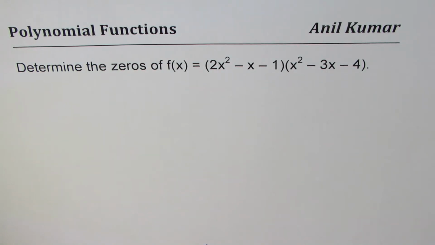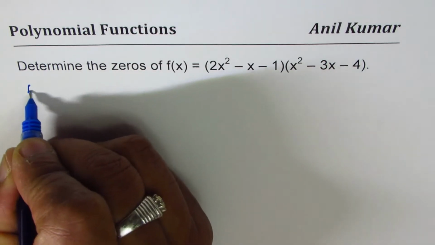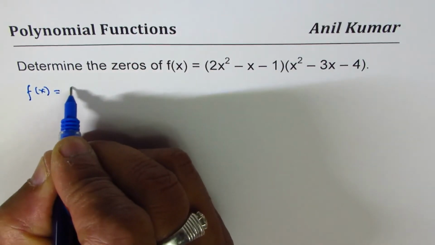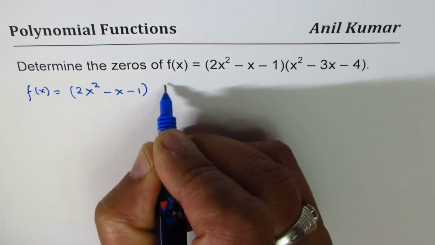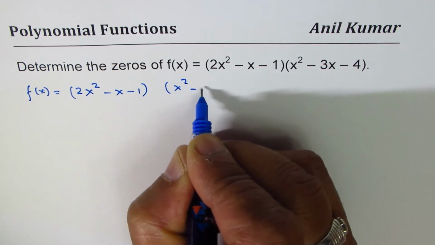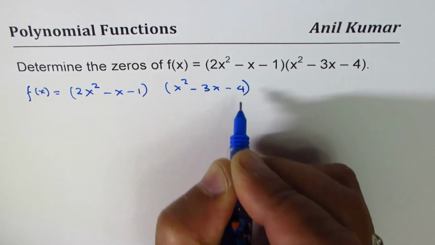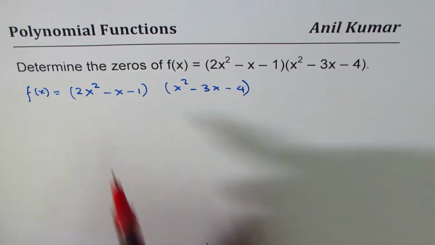The question here is, determine the zeros of f of x equals 2x squared minus x minus 1 times x squared minus 3x minus 4. Now to find the zeros, we need to further factor and then we can find the zeros. So we have f of x equals 2x squared minus x minus 1 times x squared minus 3x minus 4, right? So we'll do product and sum to find the factors.